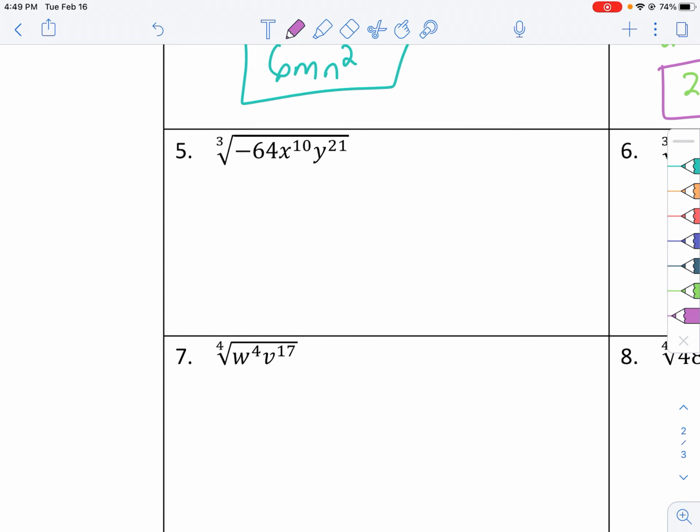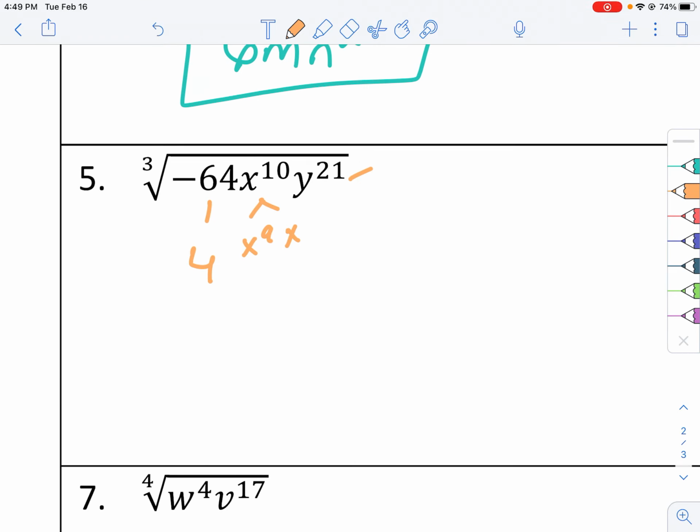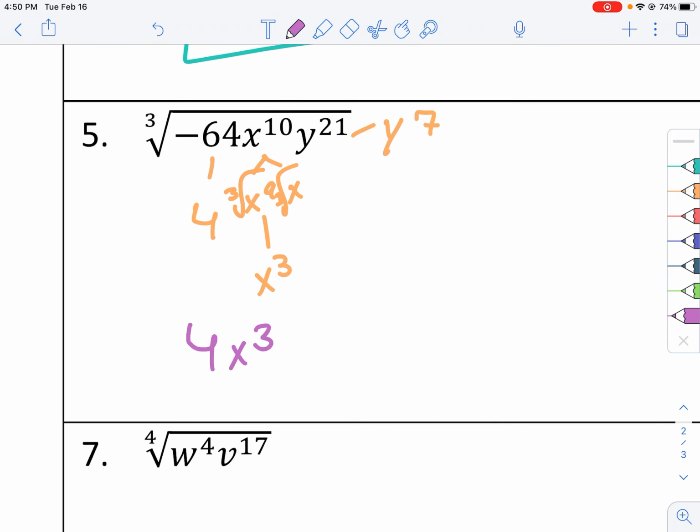All right, number 5. Number 5, we have the cube root of negative 64. That is the perfect cube of 4. X to the 10th is x to the 9 and x. Y to the 21 is divisible by 3, so that's y to the 7. Cube root, so this becomes x cubed. So we have 4 x cubed y to the 7, and then that's the cube root of x.